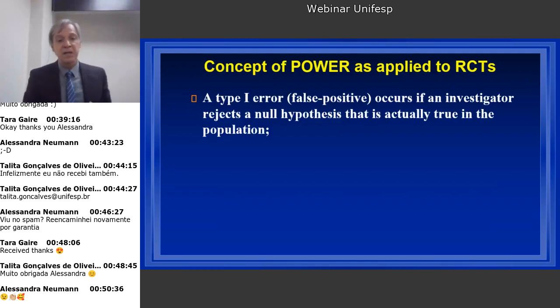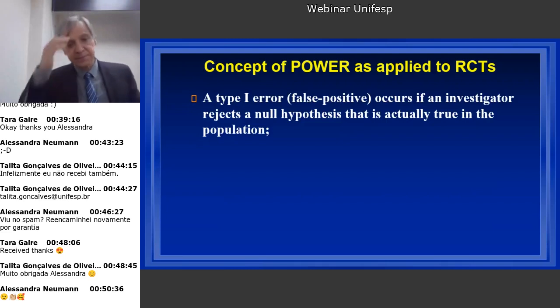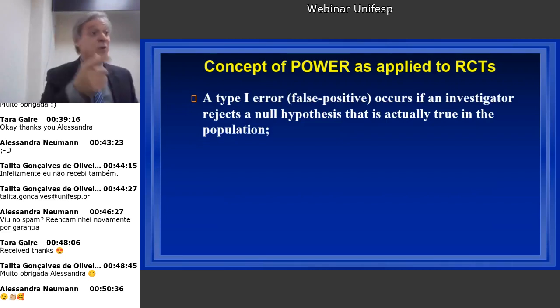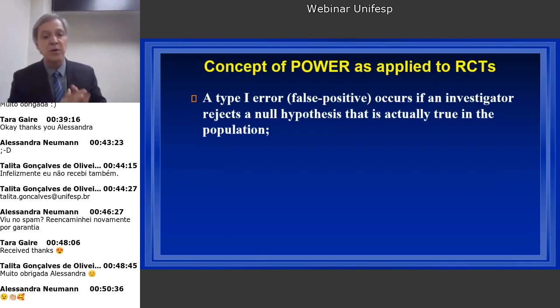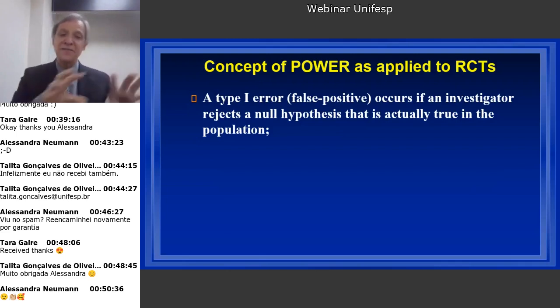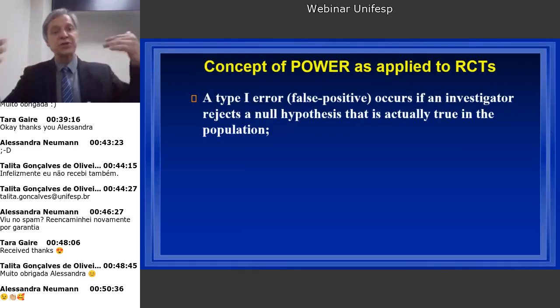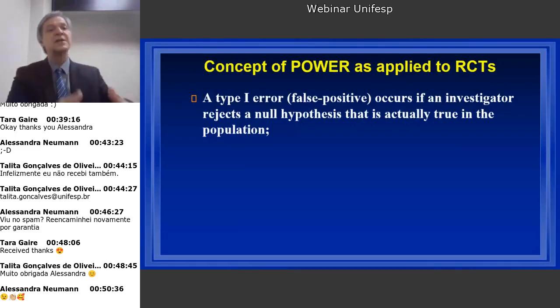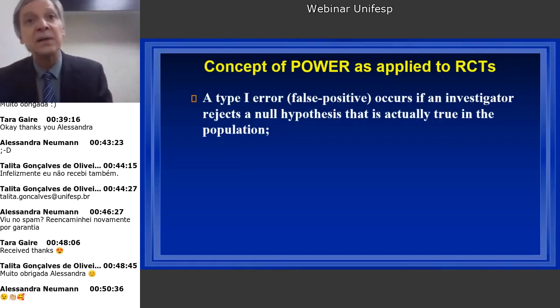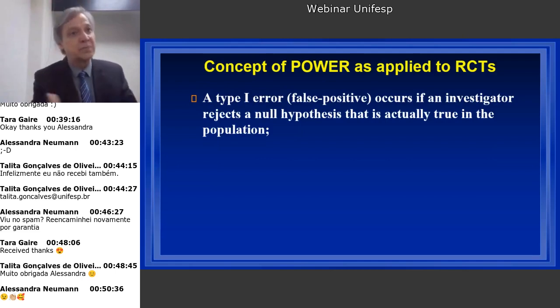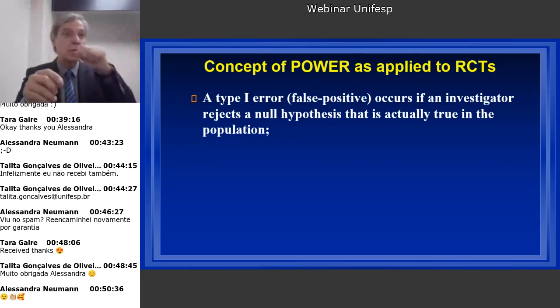Concept of power. Type 1 error, false positive. Any questions? No question. Okay. Type 1 error, false positive, occurs if an investigator rejects the null hypothesis that is actually true. Remember, the null hypothesis is what sets you up. You're going to do statistical tests. You need to have a null hypothesis and an alternative hypothesis. I know all of you studied that. That's why I did not review that. With the limited time we have, I cannot go back to the basics of statistics. But you have the null, H sub O usually, and the alternative, H sub A, okay?